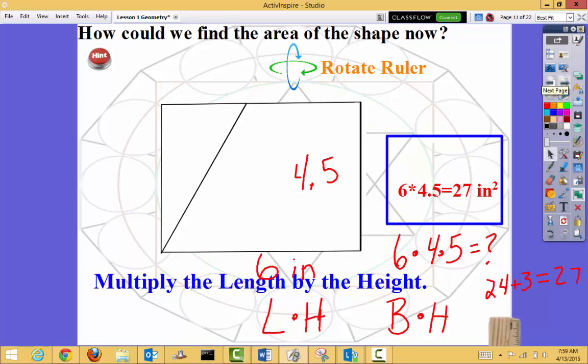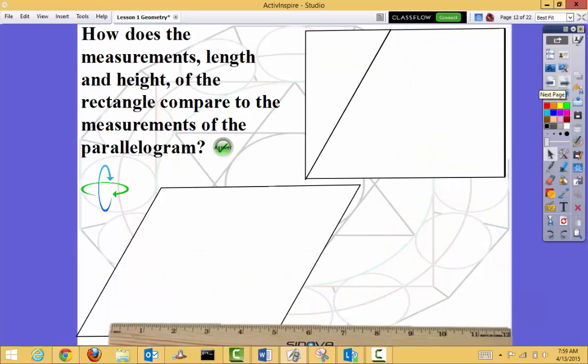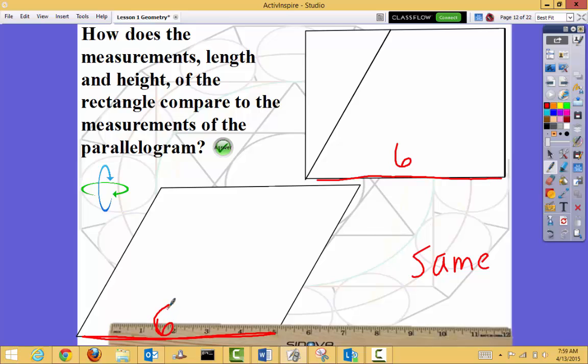Again, what's the area of this rectangle? It's 27 inches squared. How do the measurements, the length and height of the rectangle, compare to the measurements of a parallelogram? So what it's asking is, how is this part, its length, compared to this part? Well, hopefully you see that they are the same. So since this rectangle was 6 inches, this parallelogram is 6 inches.